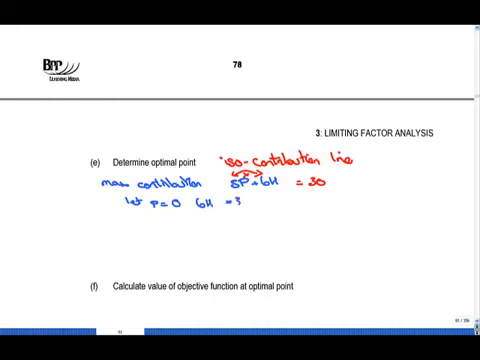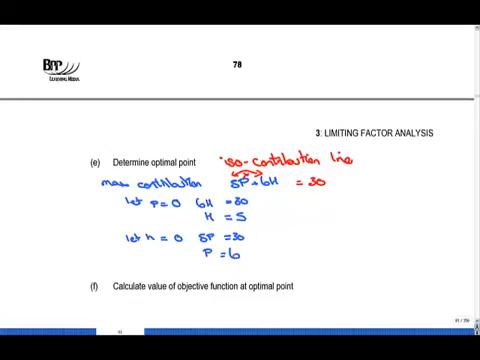6 times h is 30. How many handbags would I need to make? I would need to make 5. If I didn't make any handbags, 5 times p is 30. I would therefore need to make 6 purses.